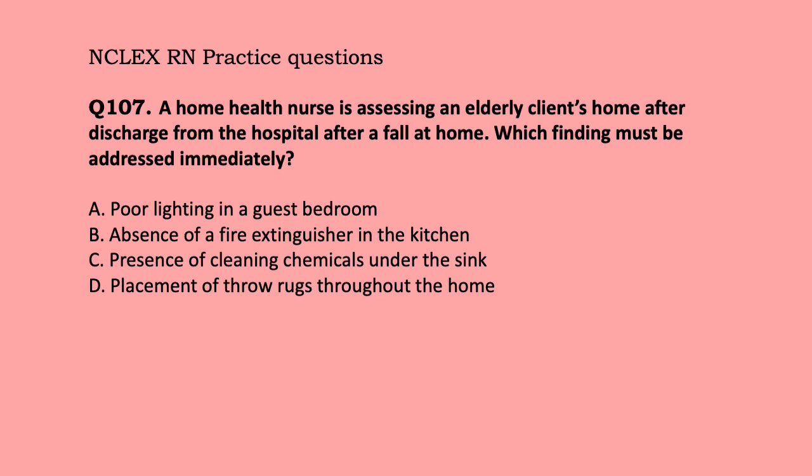NCLEX RN Practice Questions. Question 107. A home health nurse is assessing an elderly client's home after discharge from the hospital after a fall at home. Which finding must be addressed immediately? A. Poor lighting in a guest bedroom. B. Absence of a fire extinguisher in the kitchen. C. Presence of cleaning chemicals under the sink. D. Placement of throw rugs throughout the home.